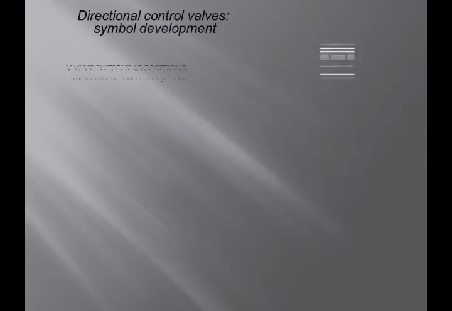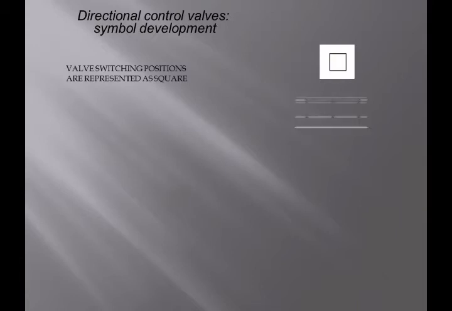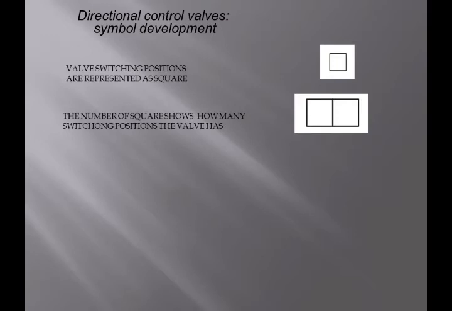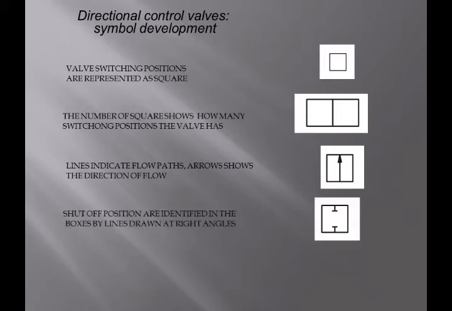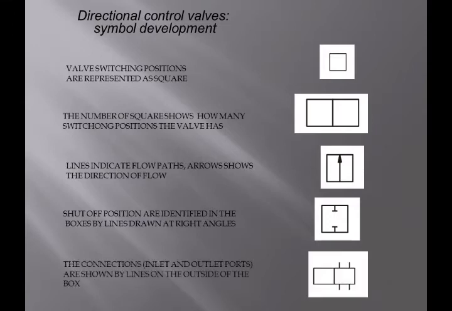Directional control valves, symbol development. Valve switching positions are represented as squares. The number of squares shows how many switching positions the valve has. Lines indicate flow paths, and arrows show the direction of flow. Shut-off positions are identified in the boxes by lines drawn at right angles. The connections, inlet and outlet ports, are shown by lines on the outside of the box.